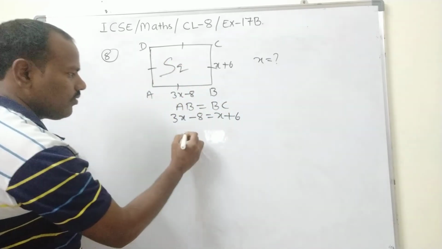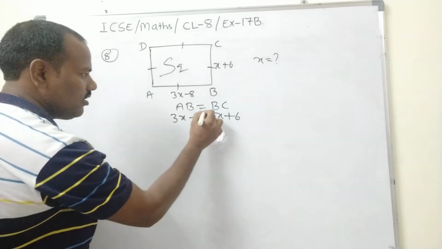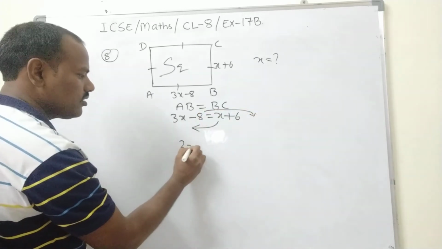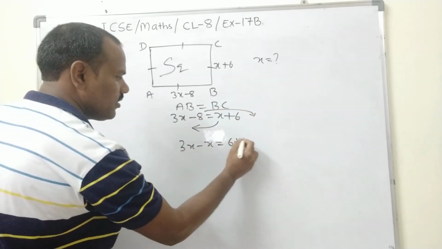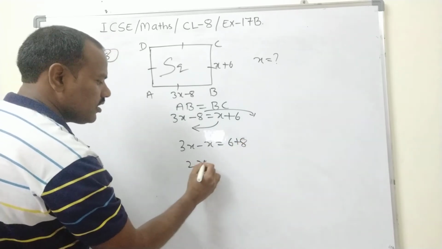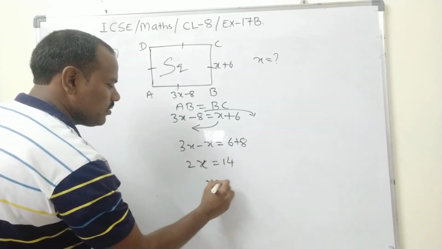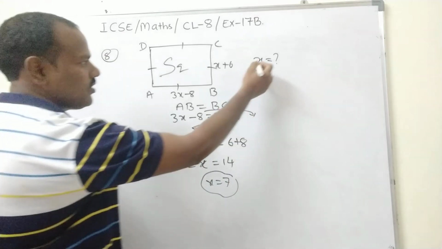Square. So therefore transpose x here, number to the right side. So 3x minus x equals 6 plus 8. Okay. So 2x equals 14. x is equal to 7. Okay. Done. First one is okay.